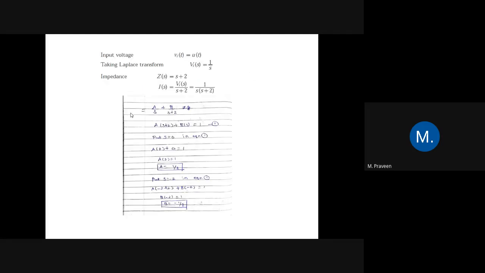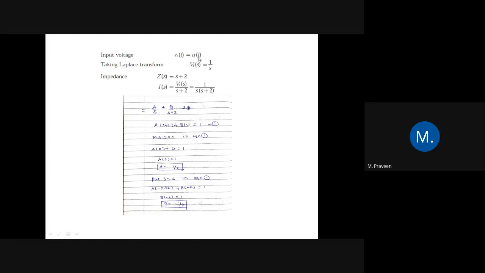Yeah, let's see what the answer is. First we have to convert all the terms from the time domain to the S domain. Here VA of t is given as u of t, that is a step input. If you take the Laplace transform of the input voltage, VA of t becomes VA of S, which is equal to 1/S.